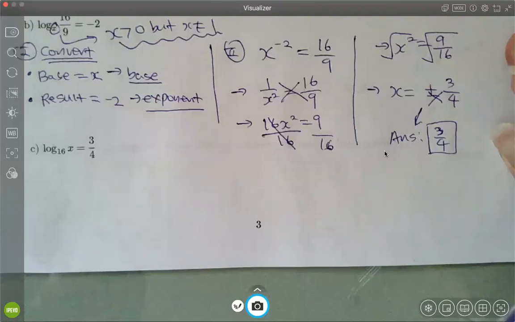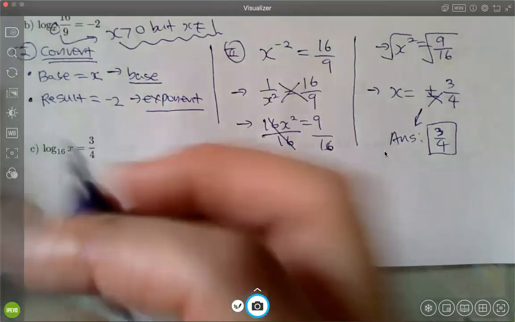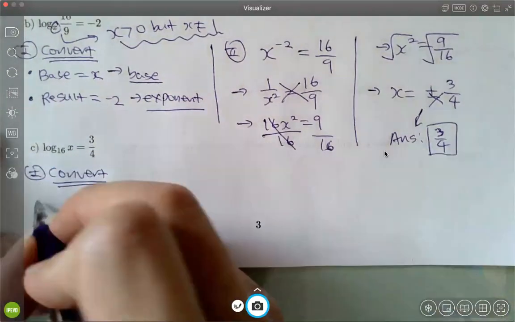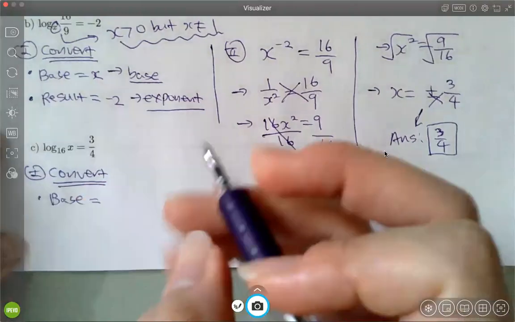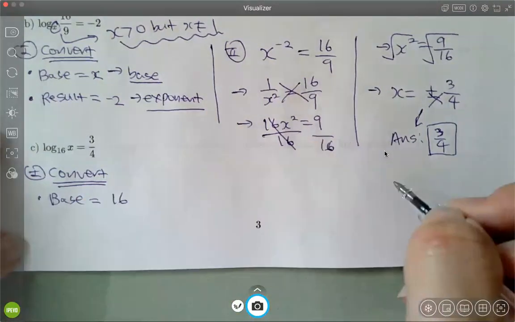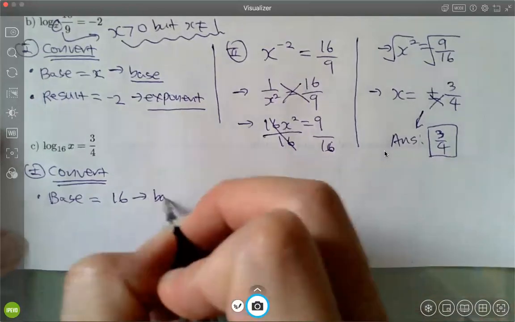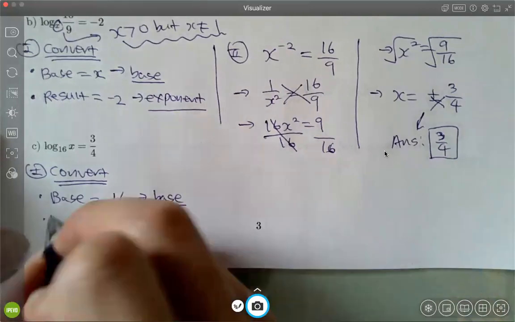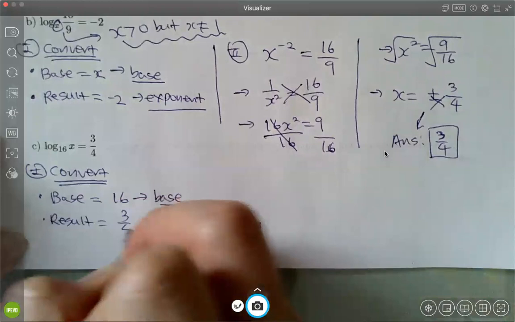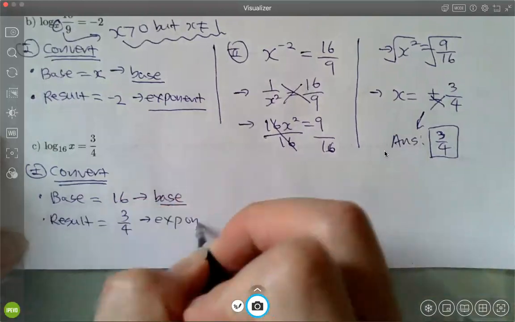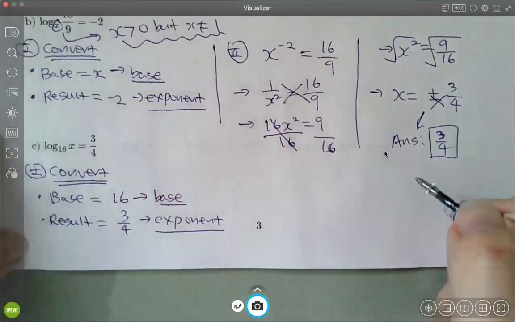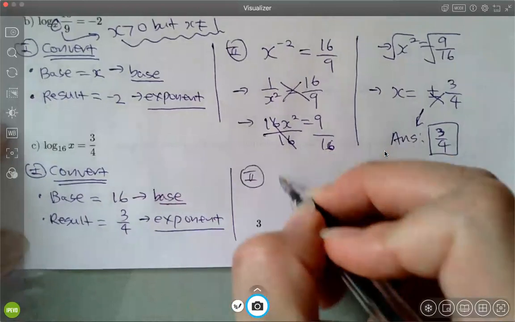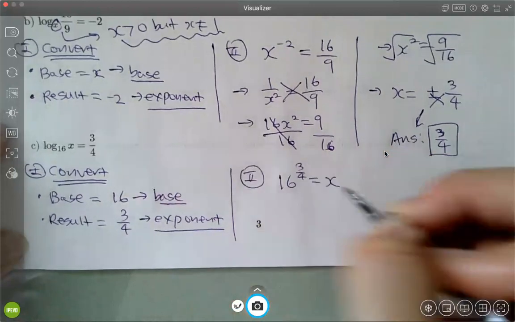Okay, so again, we convert. So what's the base here? 16, right? And that becomes the base. And then, what is the result? The result is 3/4, right? And that becomes the exponent. So what do we have? We have 16 to the power 3/4 is equal to x, right?